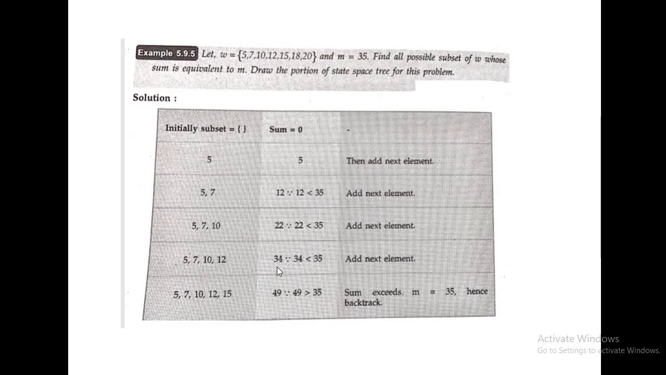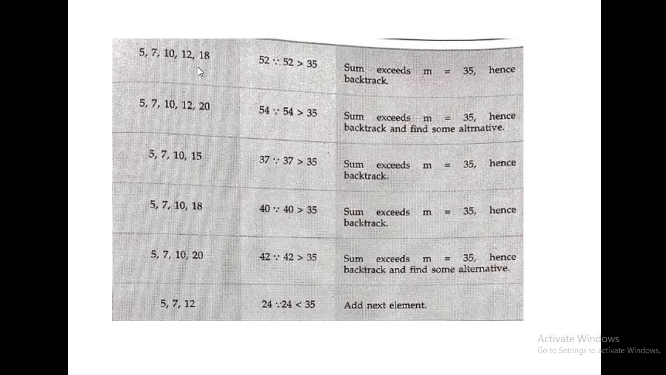So here 37, which is greater than 35, means automatically it will exit the solutions. So we can prune that corresponding element. We can move to another element. So again adding 18, 52 is greater than 35. So we are going to prune that value. Again adding 20, 54 is greater than 35. We are going to prune that value. So prune the value 20.